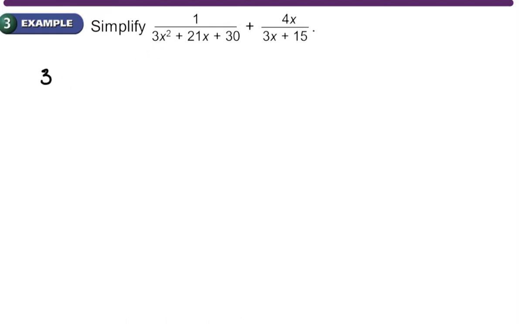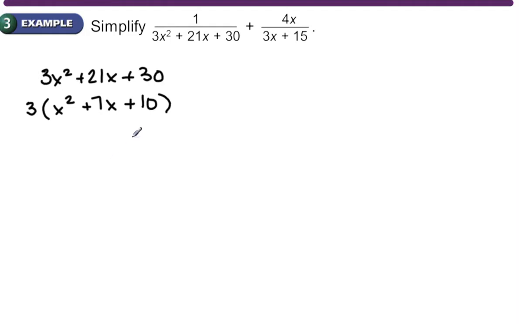So 3x squared plus 21x plus 30. Each of these has a factor of 3 in it. So I'm going to factor that 3 out. And we're left with x squared plus 7x plus 10. Well, this, thank goodness, is an easy one, right? Factors of 10 that would give me 7. Well, that's just x and 5. 5 and 2.